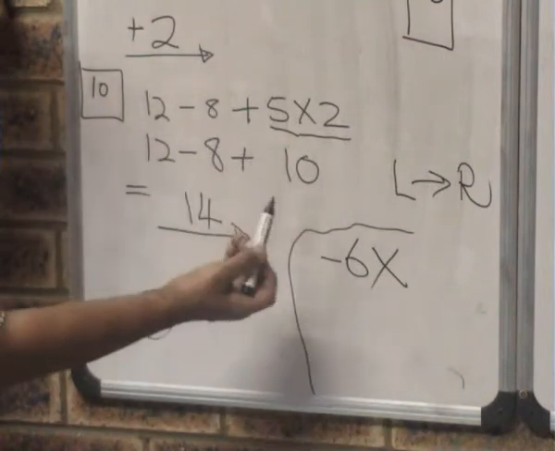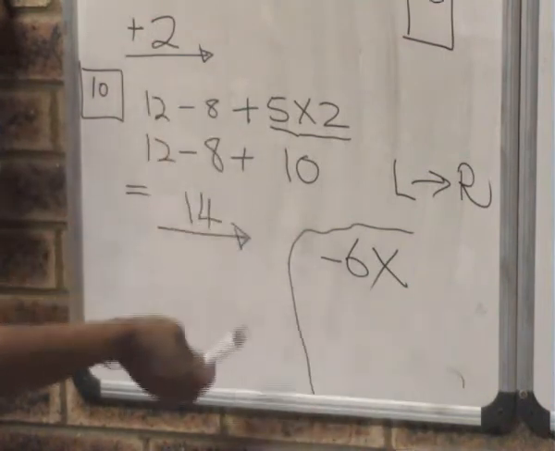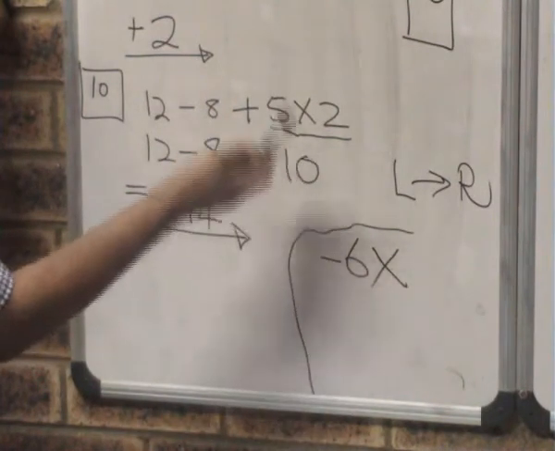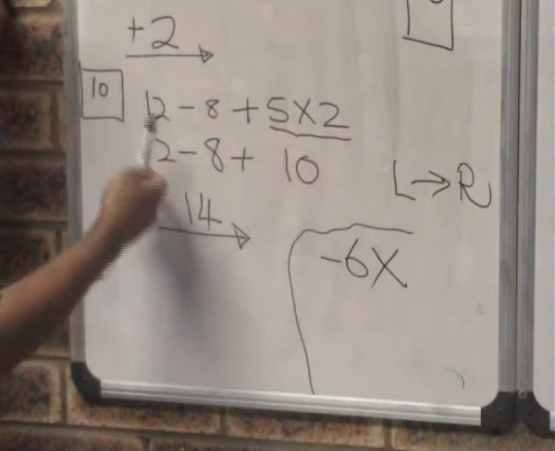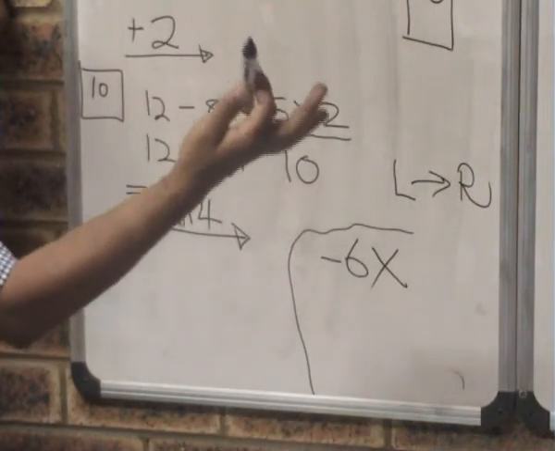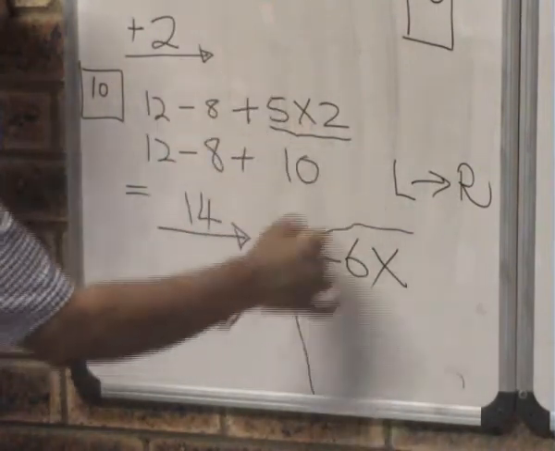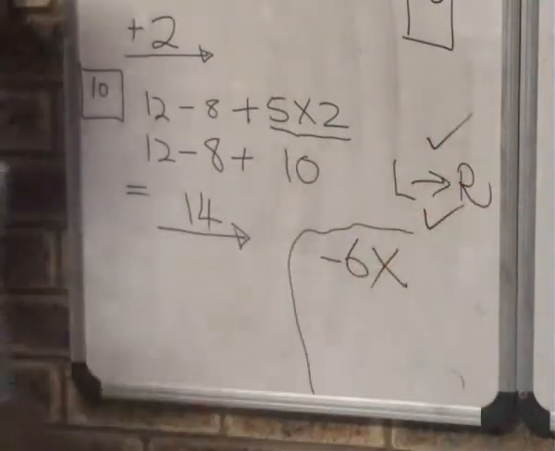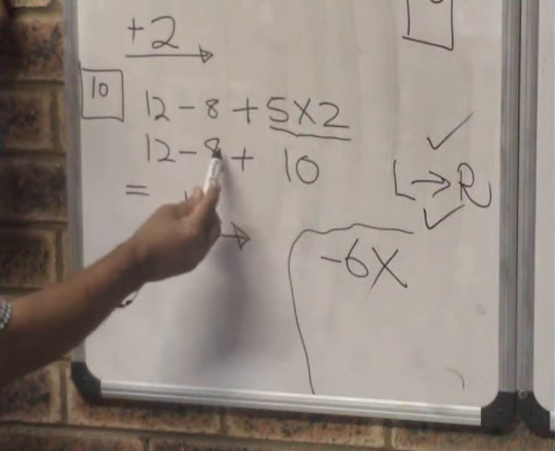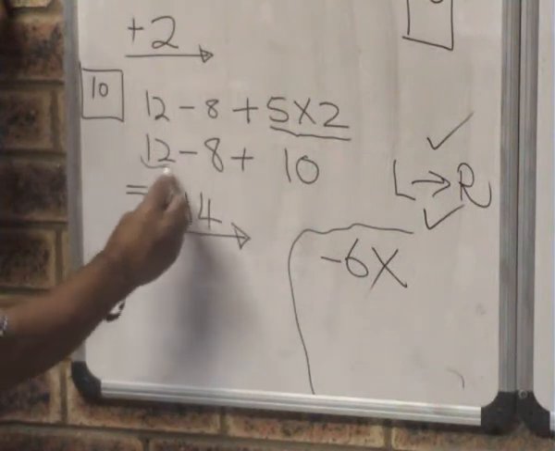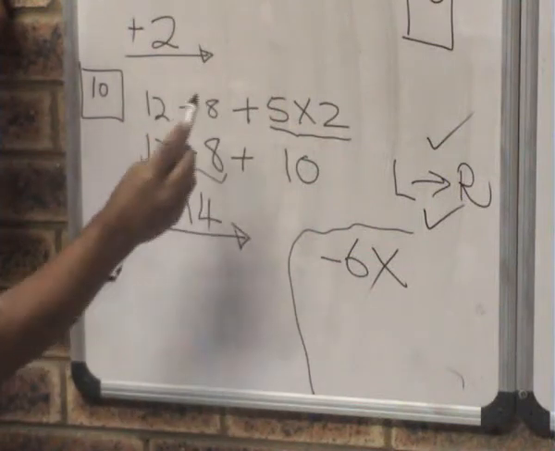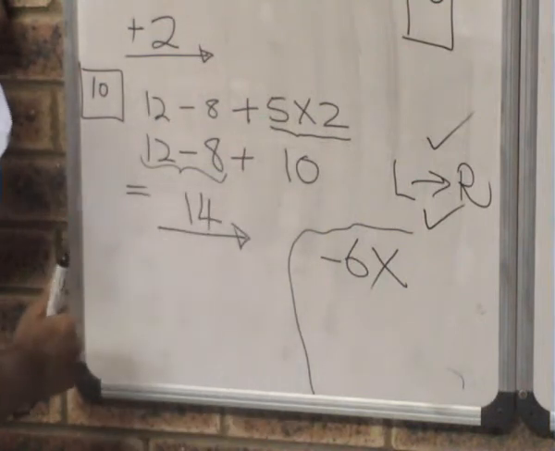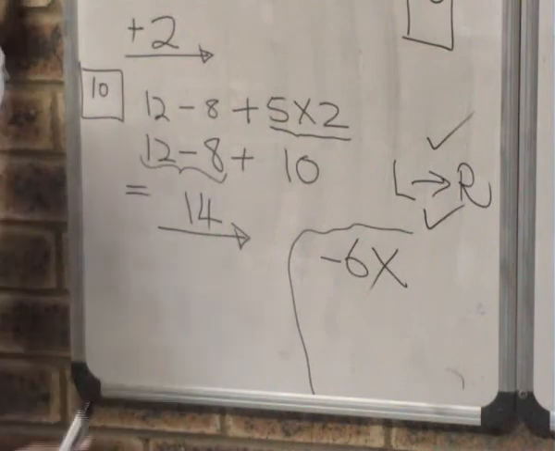If you don't go left to right, and if you try to do some funny things, you might say 8 plus 10, 18. Minus 18. I don't know what you will say. So you might say the answer is 30. I don't know what. Therefore, avoid all that problem. Always follow this rule of go left to right. 12 minus 8 gives you 4. 4 plus 10 gives you 14. And you'll have no problems. Okay.